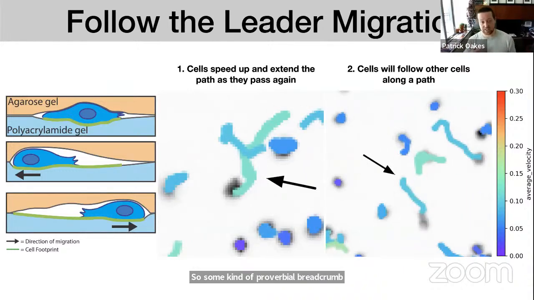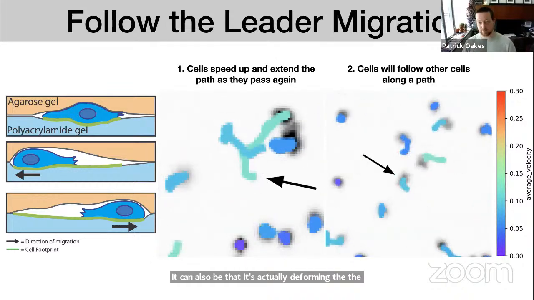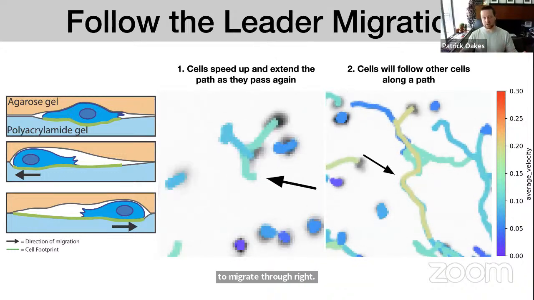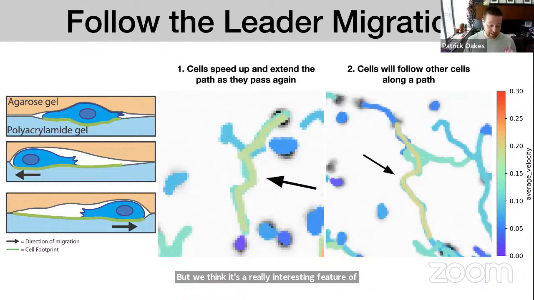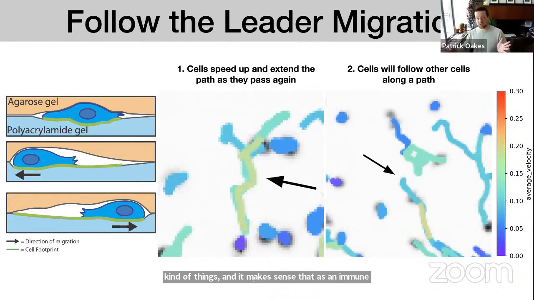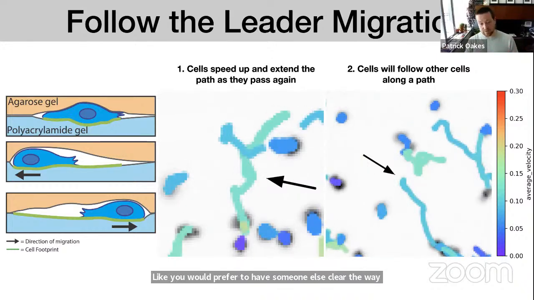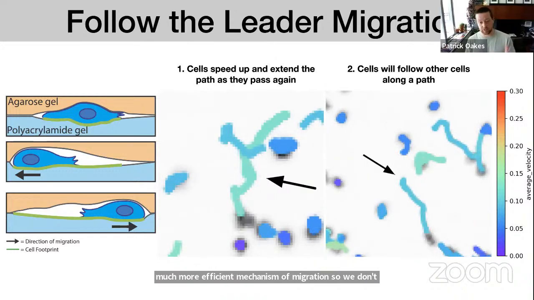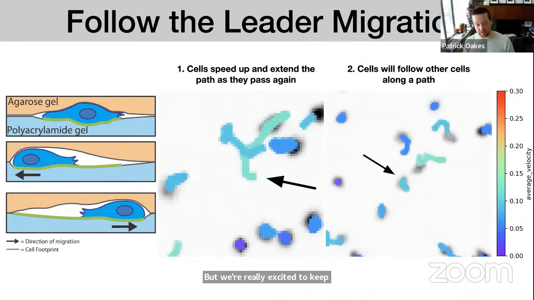It could also be that it's actually deforming the path in such a way that it makes it more favorable for cells to migrate through, right? It's done the heavy work of clearing the path, and then someone else gets to just follow along afterward. But we think it's a really interesting feature of these things. And it makes sense that as an immune cell, you don't want to have to bushwhack your way through each time, right? You would prefer to have someone else clear the way and follow along a much easier track. It's a much more efficient mechanism of migration. So we don't necessarily know exactly what's going on here, but we're really excited to keep playing with it and try to figure it out, because we think it's part of what's driving the efficiency of this migration.